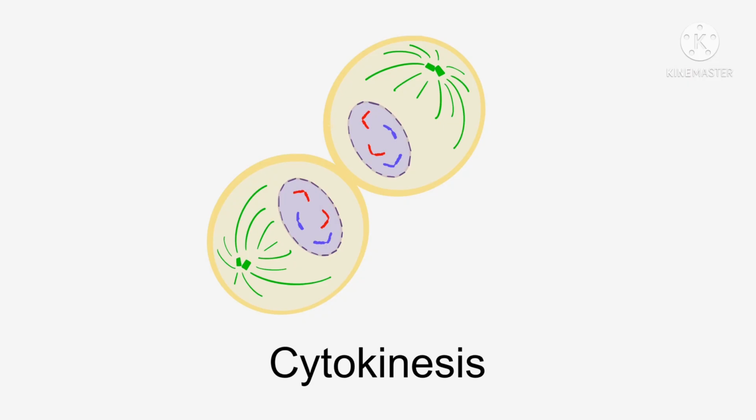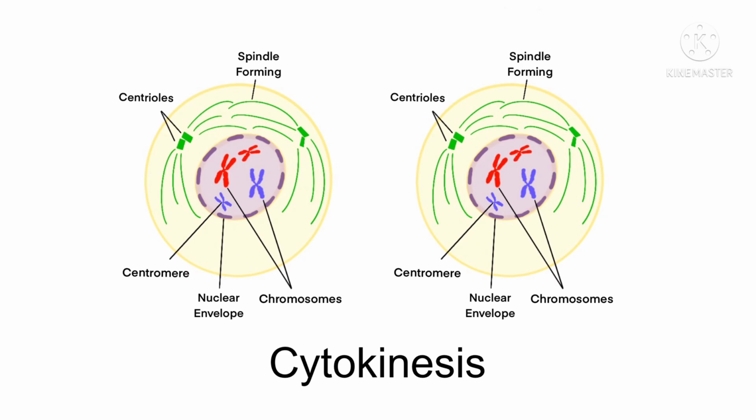We are now in the last stage of the cell cycle, cytokinesis. Cytokinesis is just a fancy word which describes the process of the division of the cytoplasm of a cell. In this stage, the cytoplasm pinches in half, and behold, a new cell is created.